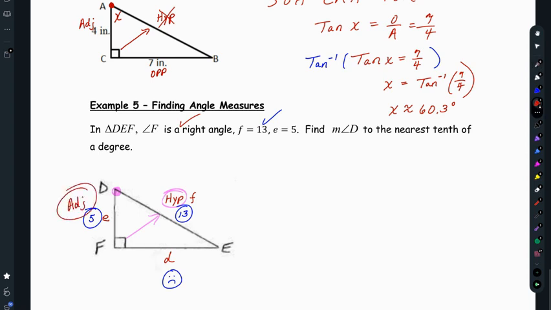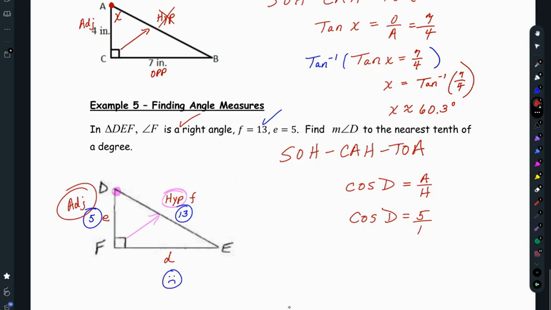All right, I'm going to write my acronym, SOHCAHTOA, and I'm going to decide which trig function I need. Sine is O over H. Cosine is A over H. Tangent is O over A. Well, I have adjacent and hypotenuse. So that means I have to use cosine. So I have the cosine of angle D is equal to the adjacent over the hypotenuse. So the cosine of D is equal to 5 over 13.